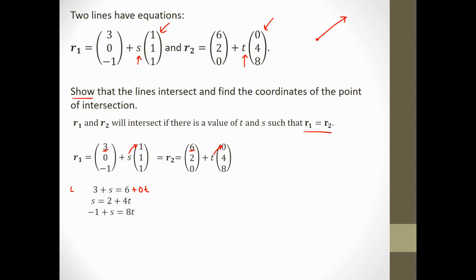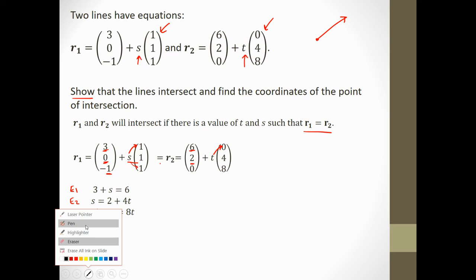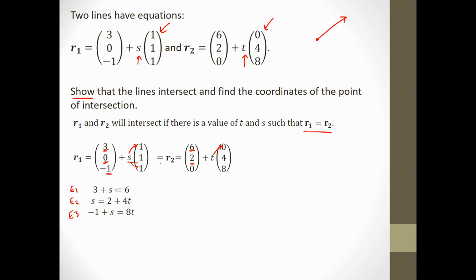And then the second equation, let's call this equation 1, equation 2, equation 3. Second equation is 0 plus s times 1, so just s, equals 2 plus t times 4, so 4t. And then the third one, negative 1 plus s times 1, so negative 1 plus s, equals 0 plus 8 times t. So that's how you get those equations. It's pretty easy. But then, let's get rid of this 0t, we don't need that.